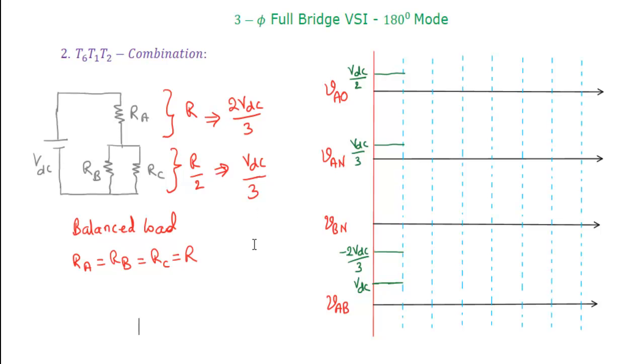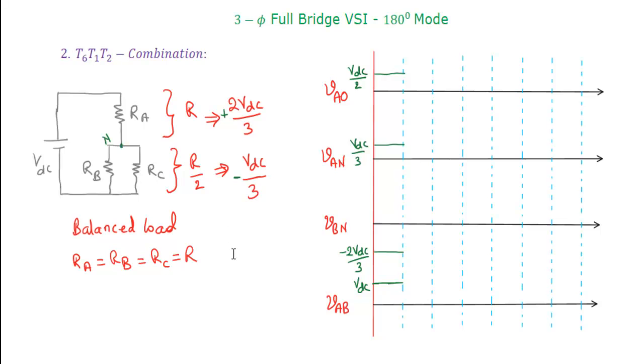But as I told you, it is like a balanced load, and if you consider the neutral point here, then with respect to neutral this will be positive voltage, and with respect to neutral this combination will get negative voltage. Now you can see that phase A is having positive 2 VDC by 3, and phase B and phase C are having minus VDC by 3. Again, if you take the sum of these phase voltages, you will get 0.